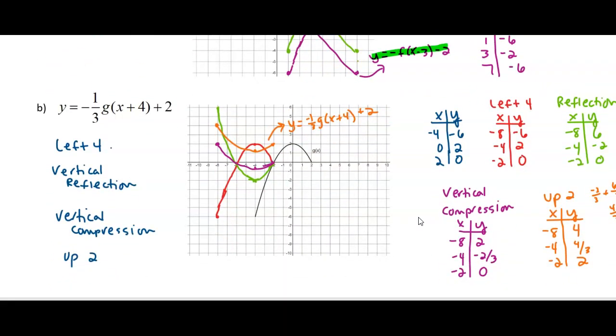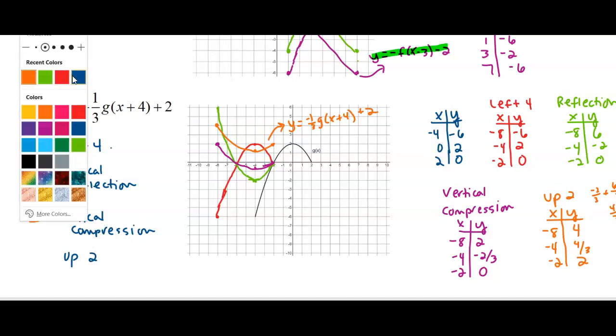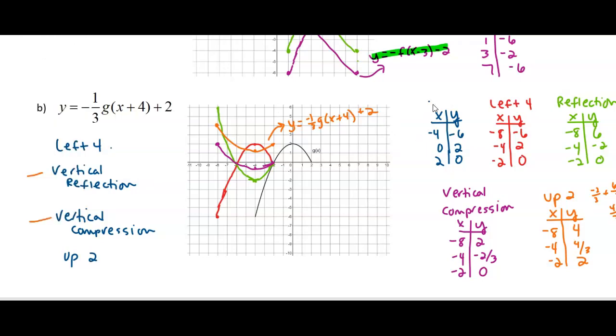Okay. On the next example here, you need to go to the left 4, a vertical reflection, a vertical compression, and then up 2. Reminder, it doesn't matter the order of these 2 steps here. If you interchange those, that's fine, because those can be interchanged without any issues. This first table of values on the right over here is just my original g of x function, where I just looked at a few points.